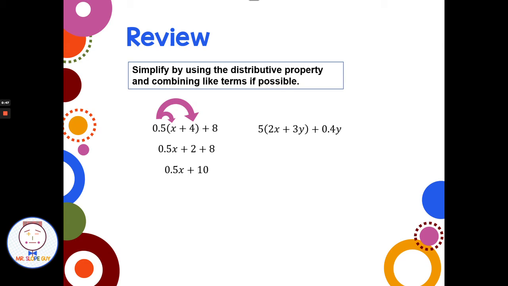All right, the other warm-up problem, 5 times 2x is 10x, and 5 times 3y is 15y. Bring down 0.4y. Then we're looking for like terms. Which of these are alike? 15y and 0.4y are alike. They combine to be 15.4y. And we cannot add the 10x and 15.4y together. They are not like terms.